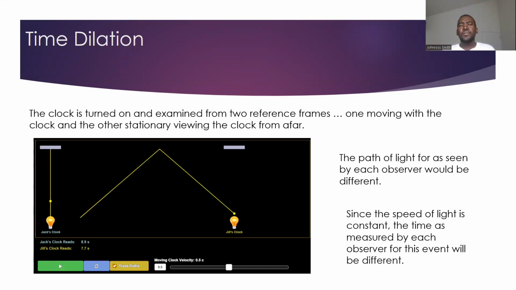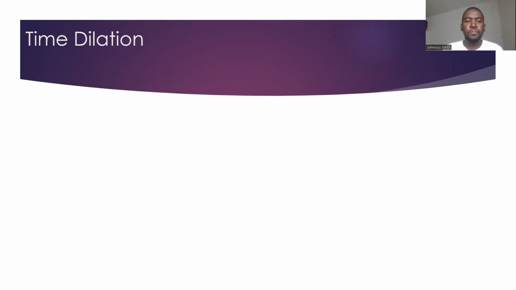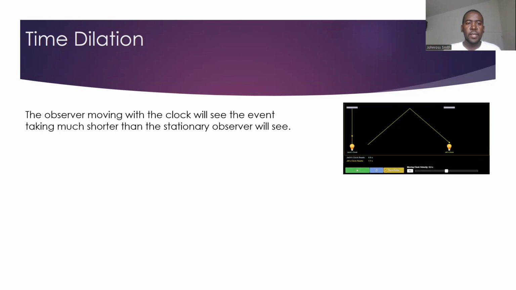If we shine light onto a mirror and the mirror reflects that light, and you're going with the light, then you will see it just going in and out. While if you're observing that event from a different reference frame, you're going to see it going at an angle and being reflected at an angle. The observer moving with the clock will see the event taking much shorter than the stationary observer. And that's what we can see here.